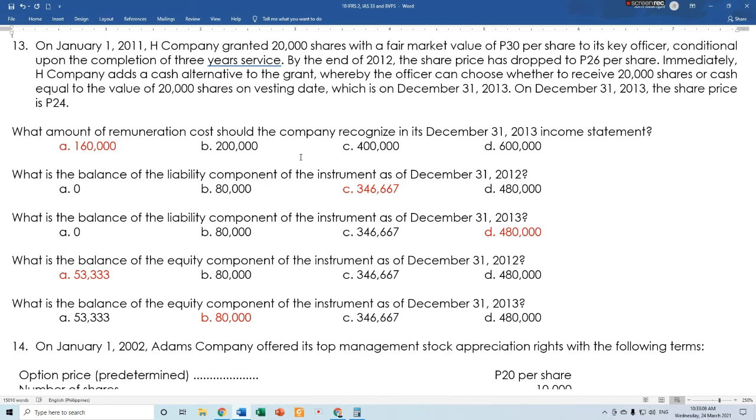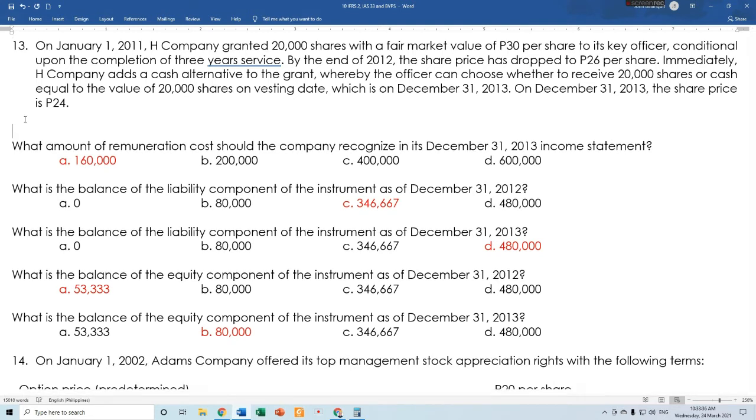Okay, immediately, each company adds a cash alternative to the grant whereby the officer can choose whether to receive 20,000 shares or cash equal to the value of the 20,000 shares on vesting date, which is on December 31, 20x3. On December 31, 20x3, the share price is 24. Okay. So, ang gagawin natin dito, bago natin ibigay yung sagot, compute muna natin. Okay? So, start tayo dun sa original.